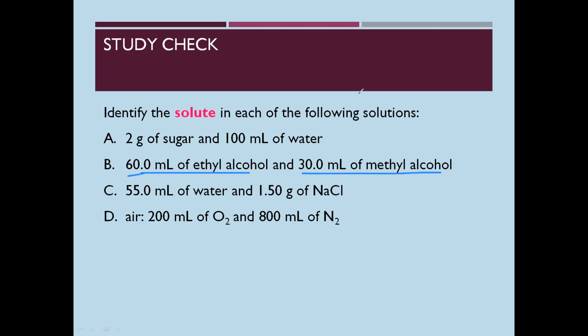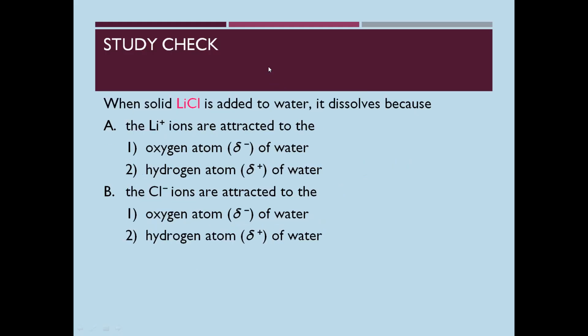All right. We have 55 milliliters of water and 1.5 grams of NaCl. Which one would be the solute in this situation? NaCl. It's the one that we have in the lower quantity. Very good. And then when we think about air, we have 200 milliliters of oxygen and 800 milliliters of molecular nitrogen. Which one is the solute in this situation? Oxygen, very good. So the solute is always in the lower quantity.